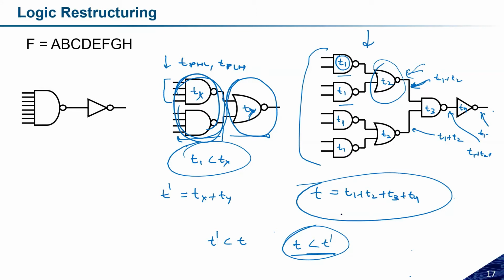The point of consideration here is that it is not necessary, when doing the restructuring, to extend the design in such a way that I need to use a 2-input NAND gate.